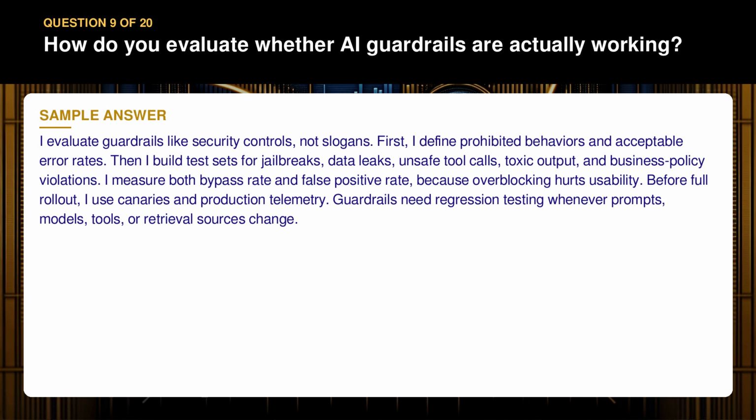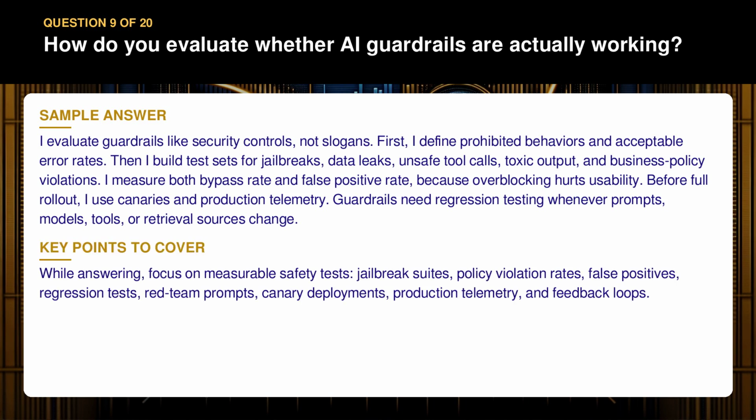Before full rollout, I use canaries and production telemetry. Guardrails need regression testing whenever prompts, models, tools, or retrieval sources change. While answering, focus on measurable safety tests, jailbreak suites, policy violation rates, false positives, regression tests, red team prompts, canary deployments, production telemetry, and feedback loops.